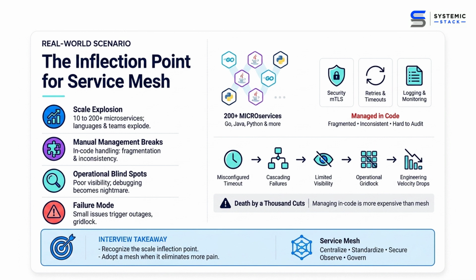Imagine you're at a company that's just exploded from 10 microservices to 200. Suddenly, the simple way you handle retries, security, and logging isn't working anymore. It works fine when everyone's using the same language and library, but as teams diversify, your networking logic starts to fragment. This situation matters because it's where the limits of manual management are reached.